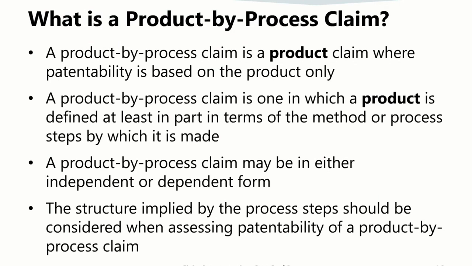Product-by-process claims are not limited to the recited steps, only the structure or change in structure imparted by the steps. If the product in a product-by-process claim is the same as or obvious over a product of the prior art, then the claim is not patentable even though the prior art product is made by a different process.